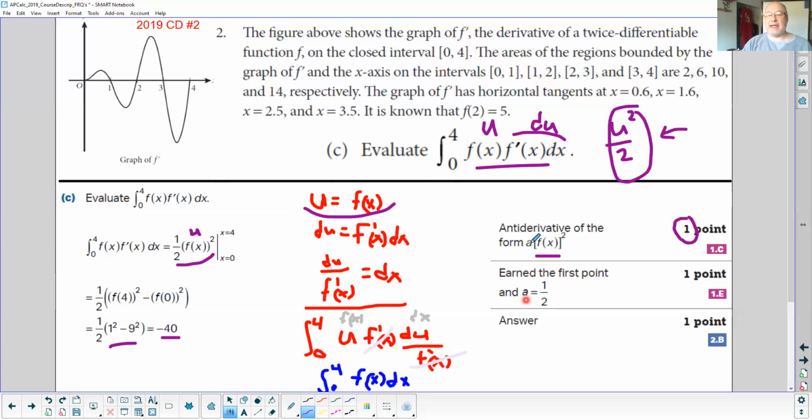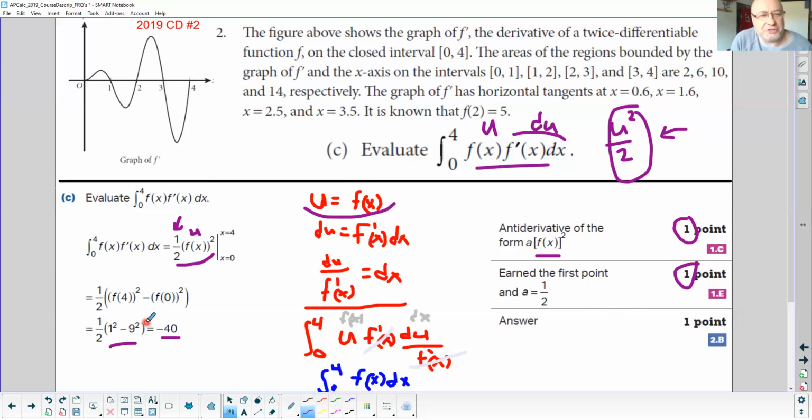So you earn the first point, and okay, this constant here, I guess, would be confusing for some students. So you also have to have this 1/2 if students left off the half. But they do have something squared, f of x squared or u squared or whatever. And they have both of those together, you get that second point. And then the answer, of course, is negative 40. So as long as you can work all this out.